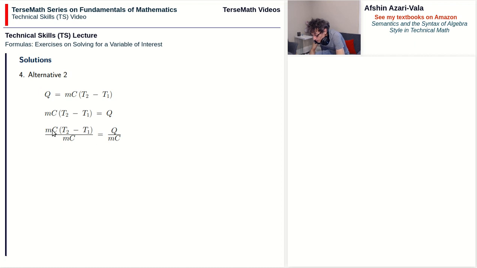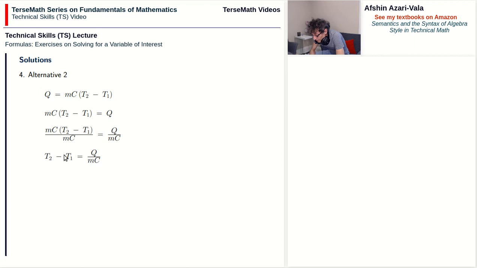On the left side, MC cancels MC, and we end up with T2 minus T1. On the right side, Q over MC. Now T2 moves over, and at this stage, by the way, again, if you insist on doing the same thing to both sides of the equation, at this stage you would subtract T2 from both sides, because T2 is being added. So you are back to now solving for the term that contains the unknown.